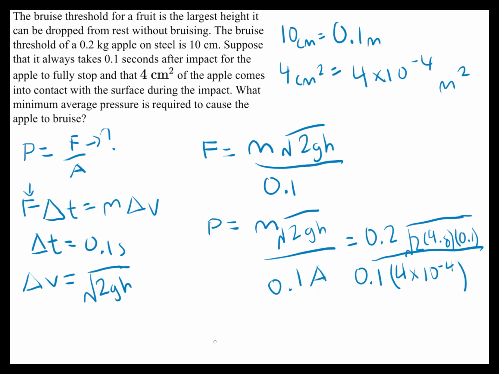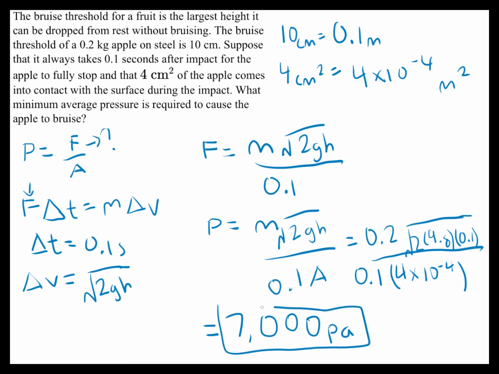And now if we just plug this into a calculator, we get that the minimum average pressure to cause a bruise is equal to 7,000 pascals, or newtons per square meter. So that is the pressure required for the apple to bruise. And that is how you would solve this problem here.